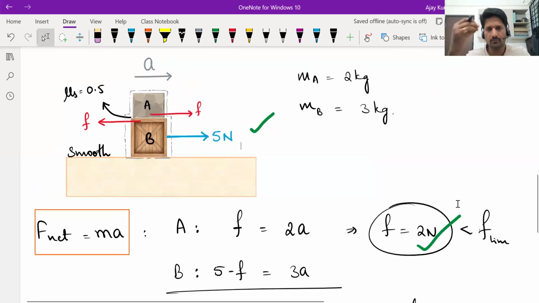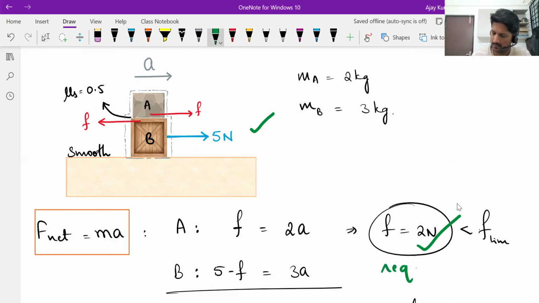Okay, we'll assume blocks move. We'll assume surfaces don't slide over each other. For that, we found out how much friction is required. And then we compared it with how much friction is available. And we see that the required amount of friction is less than the maximum available amount. So our assumption is correct. They will move without sliding over each other.